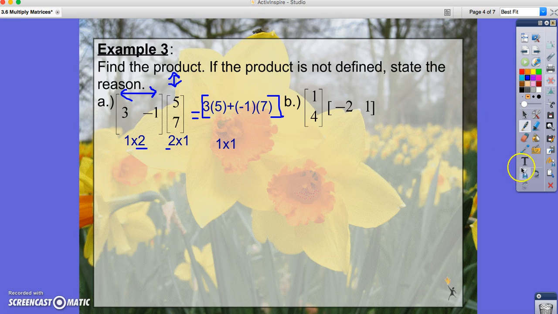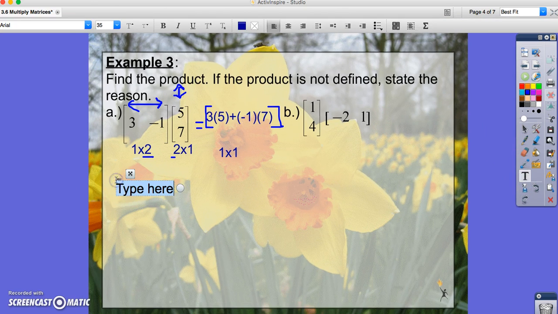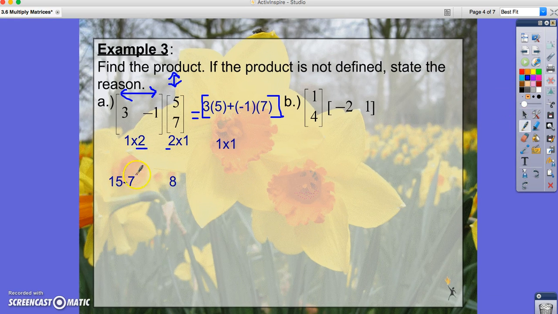I'll do more work down here since I don't give myself a lot of room. So it gives me 15 minus 7, which will give me 8. So I wanted to show you other multiplication matrices where it doesn't equal the same thing, like a 2 by 2 times a 2 by 2. Lo and behold, gives me a 2 by 2. But this one has one single number. So you need to know the dimensions to sort of know where you're going with the problem, because it's not always the same. All right, let's try the next one here.